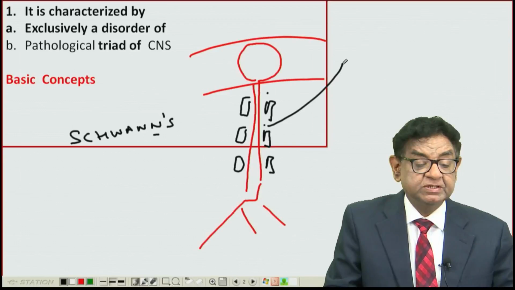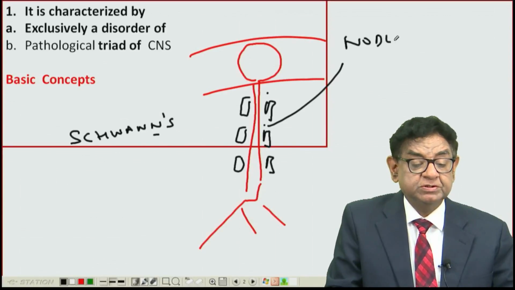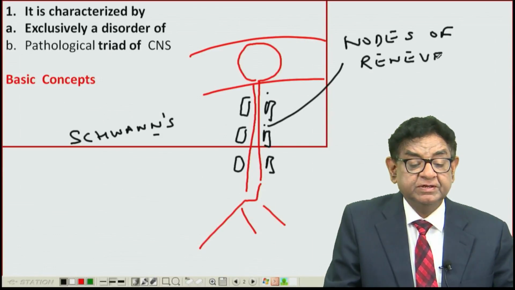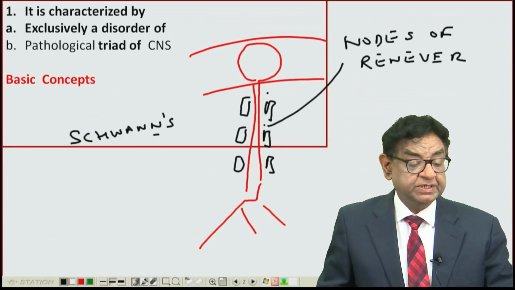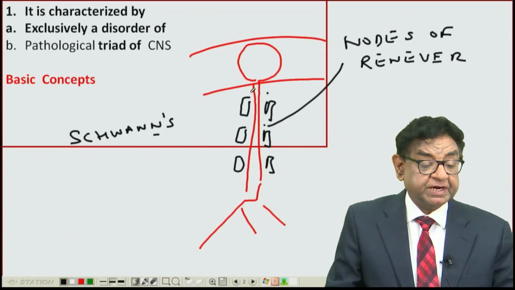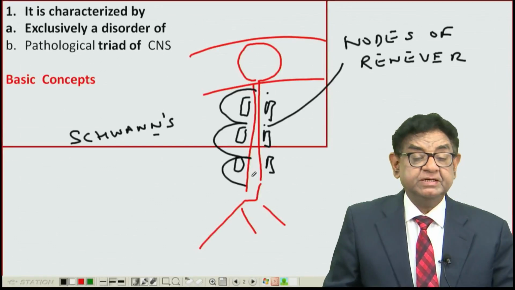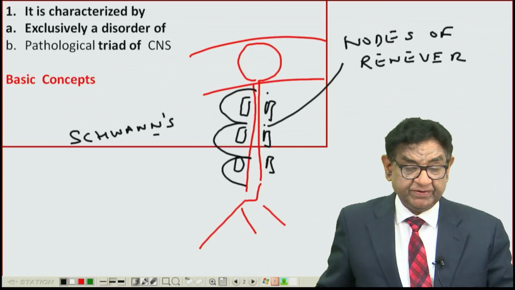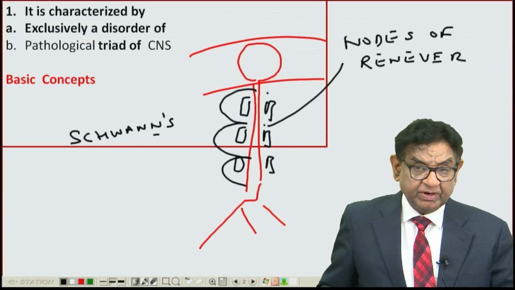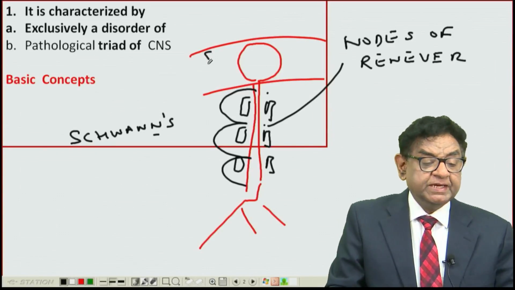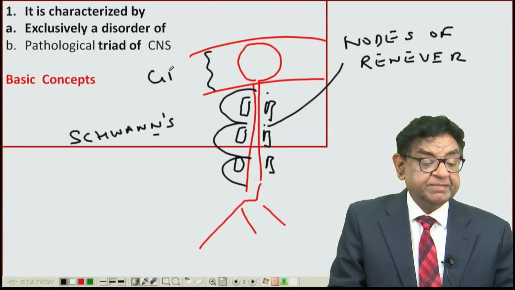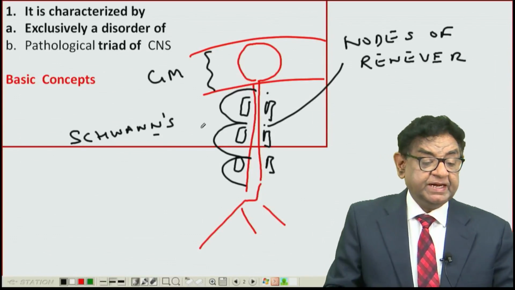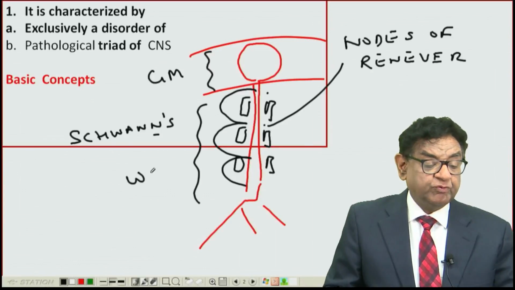These nodes of Ranvier. And due to these nodes, they have saltatory conduction, and that's why in a myelinated fiber, the conduction velocity is very, very fast. Now, one more thing, the cell body of a nerve always lies in the gray matter or in a ganglion, and the fibers lie in the white matter.